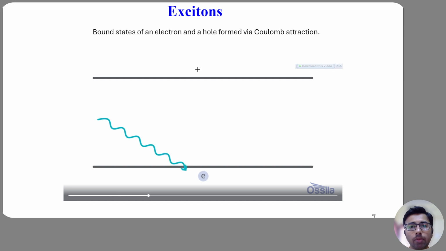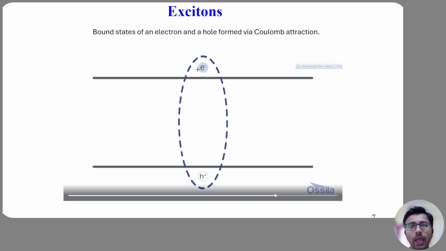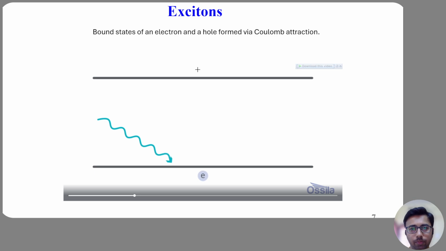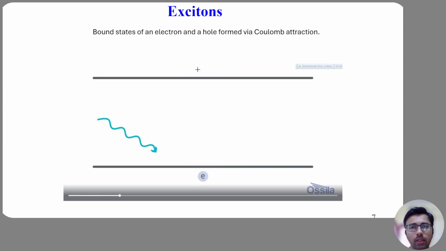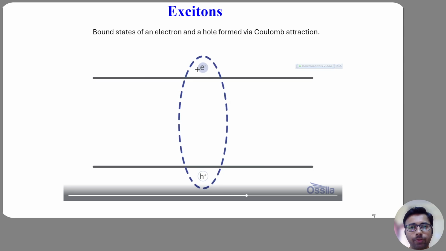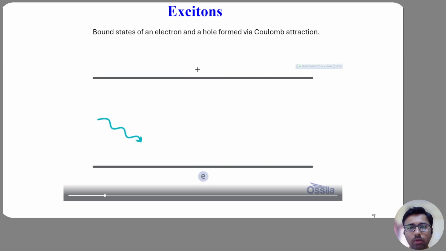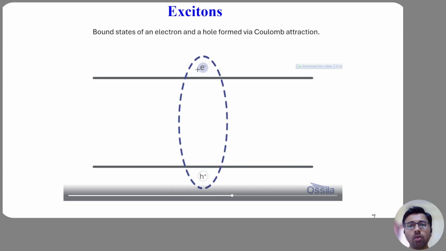In many real materials, especially at low temperatures or in materials with low dielectric constants, the physical situation becomes more subtle. When an electron is excited into the conduction band, it leaves behind a vacancy in the valence band. This vacancy behaves as a positively charged particle called a hole. Now notice something important. The electron carries negative charge and the hole carries positive charge. Because of this, they experience Coulomb attraction.